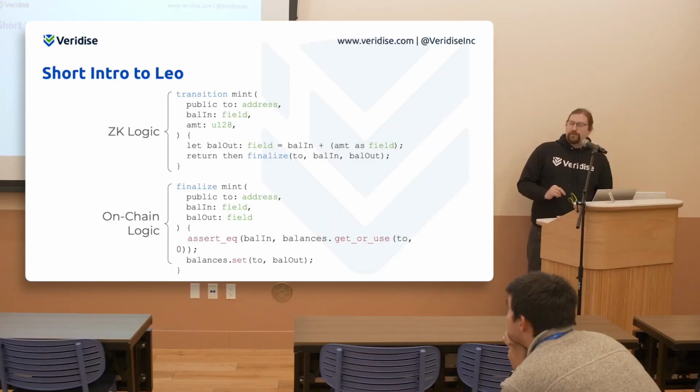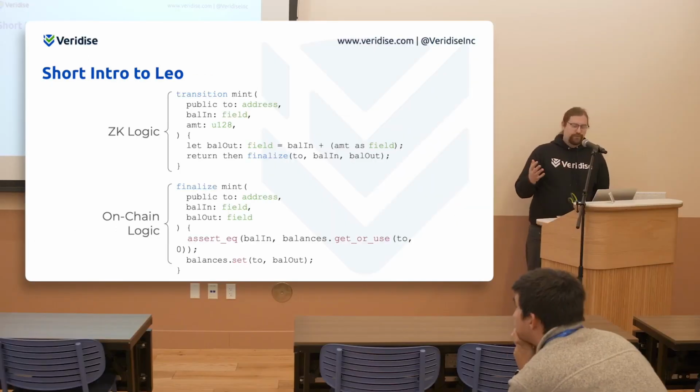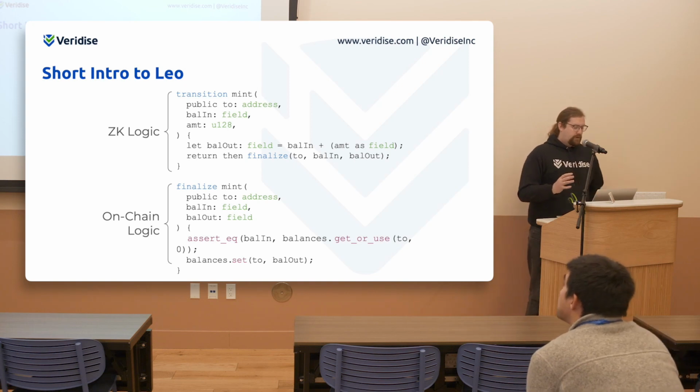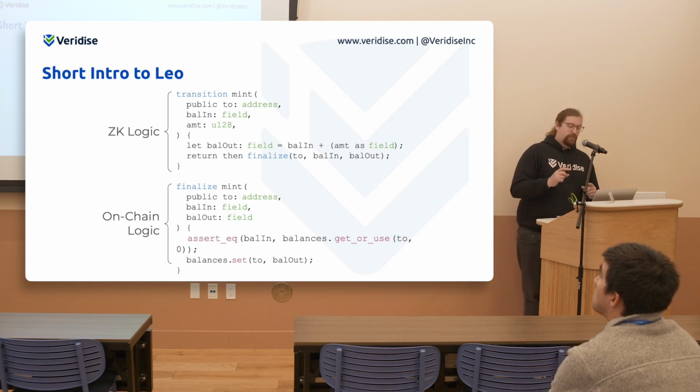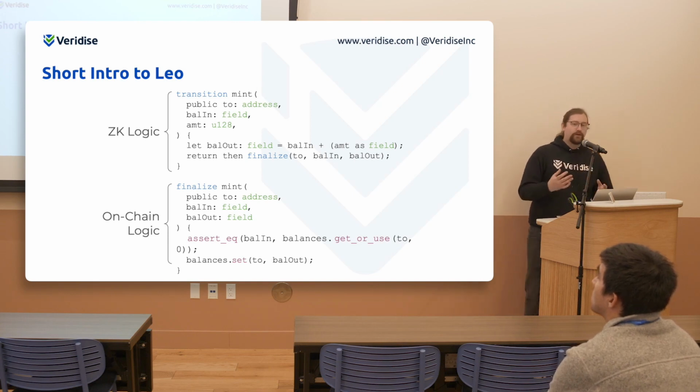So for those of you who maybe aren't familiar with Leo, we can essentially divide the logic of a transition into two different steps. You have the transition logic, which is going to be your zk logic, and then you have your on-chain logic, which is going to execute when the proof is checked in on-chain. And there are restrictions about what you can do in both. So for example, in the zk logic, you can't access state variables and stuff like that.